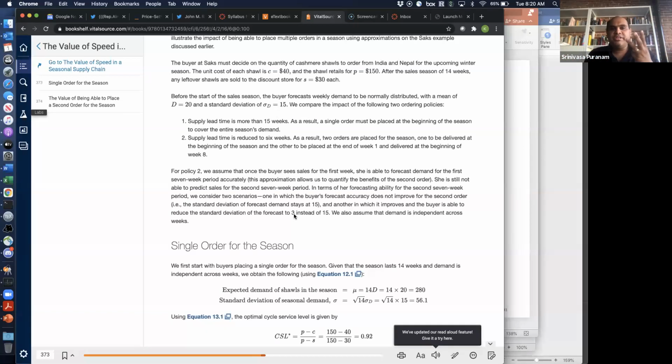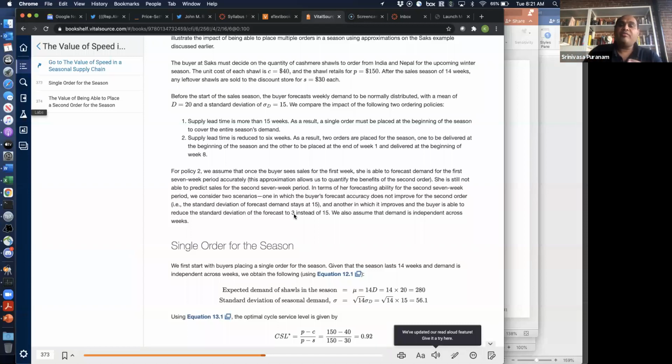So essentially, there are three things that we're looking at. One is a single order, everything for the whole season. So we look at that first. The second thing is we are going to place two orders, but for the second half of the season, we have no extra data. Once you notice everything for the first week, you know exactly what's going to happen in the first 7 weeks. But for the second half of the selling season, you don't have any better handle on demand. And the third model is you are placing two orders, but once you notice demand for the first week, you have a much better idea of what's going to happen in the second half of the season.